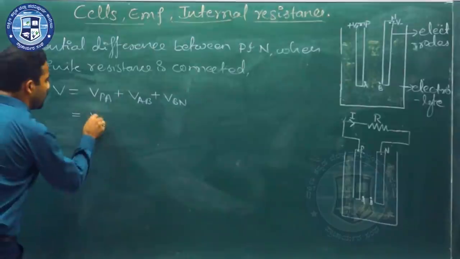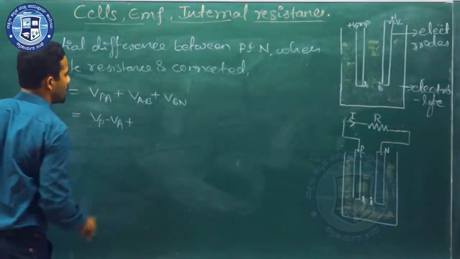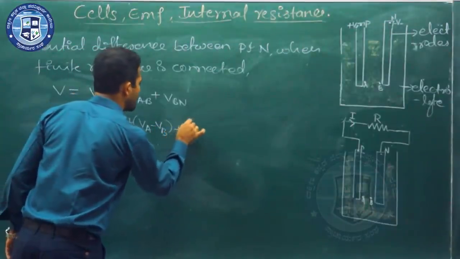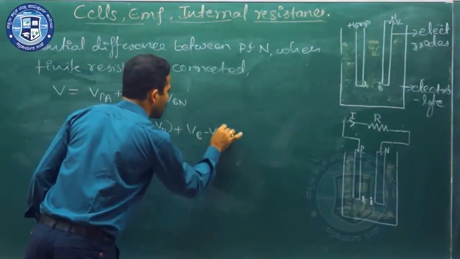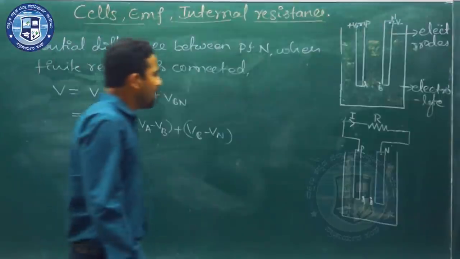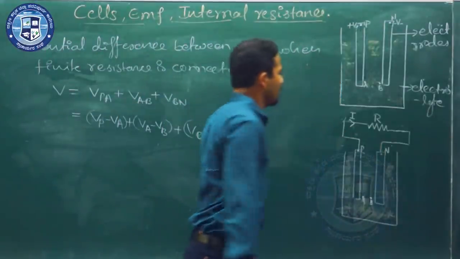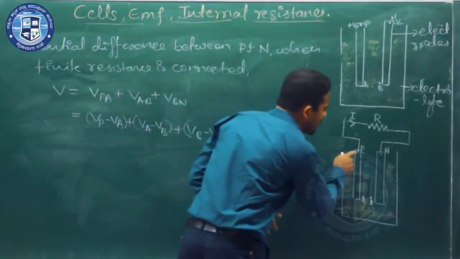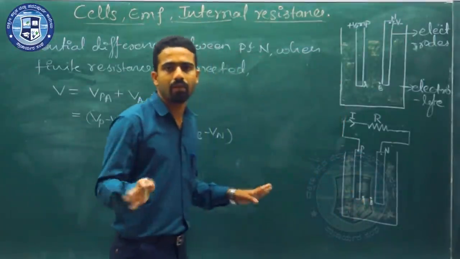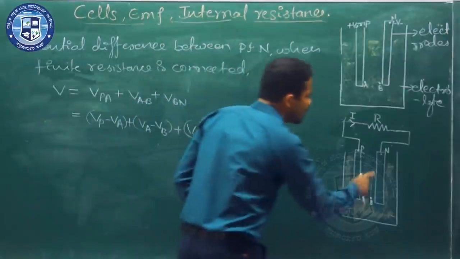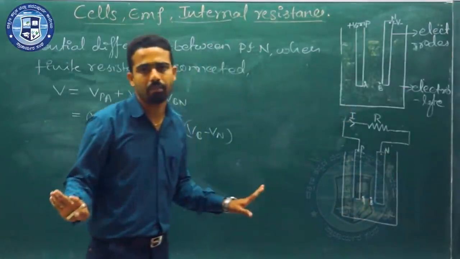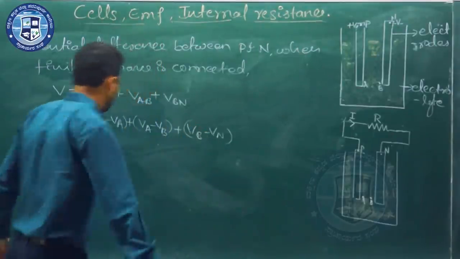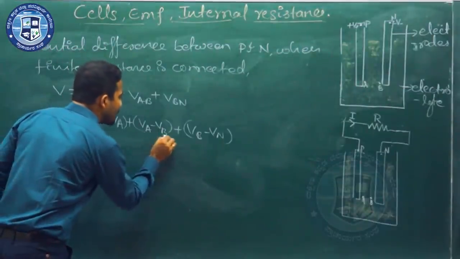So this can be written as Vp minus Va, plus Va minus Vb, plus Vb minus Vn. When this cell is connected to an external circuit, the current will flow. In that condition, the potentials at the points P and A are not the same. If they were the same, no current would flow. The potentials at the points N and B are also not the same. They are different, and because of it the current will flow. If they were the same, no current would flow.